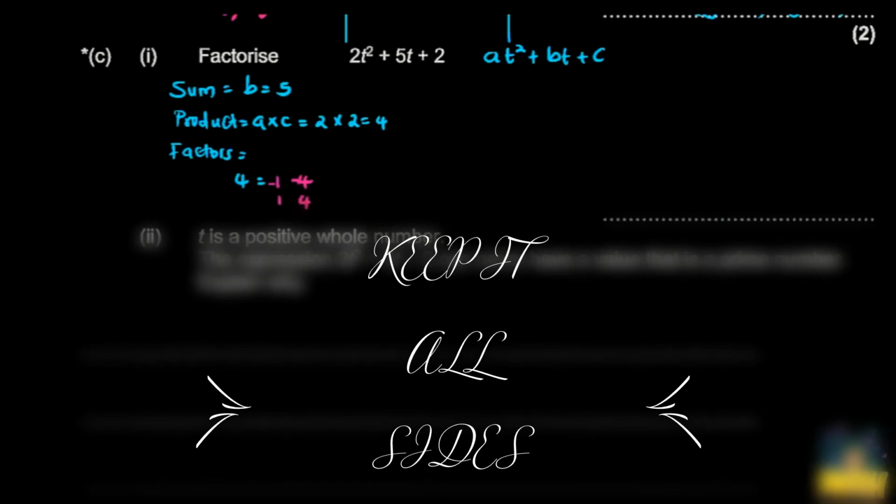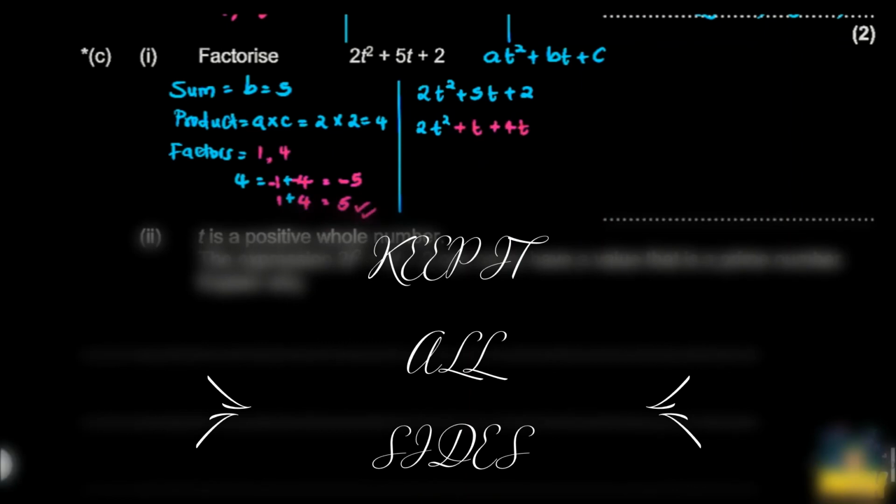This is a positive number, so it's either the two numbers are positive or the two numbers are negative. So when we sum those two numbers, the first one gives us negative 5, the second one gives us positive 5. We want one that gives us positive 5, which happens to be the second pair. So I'm going to rewrite the factors right there, 1 and 4, and substitute them where I have 5t. Then pair the two and identify which is common among the two.